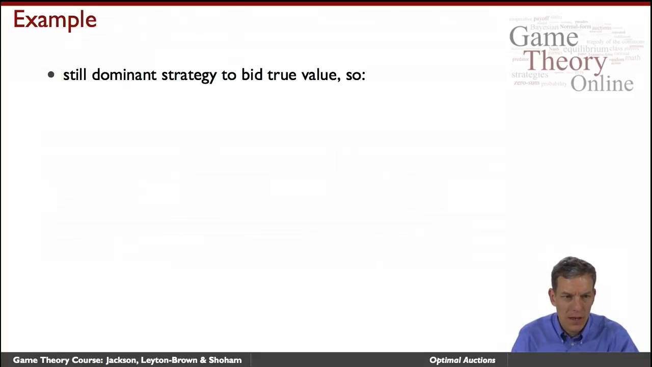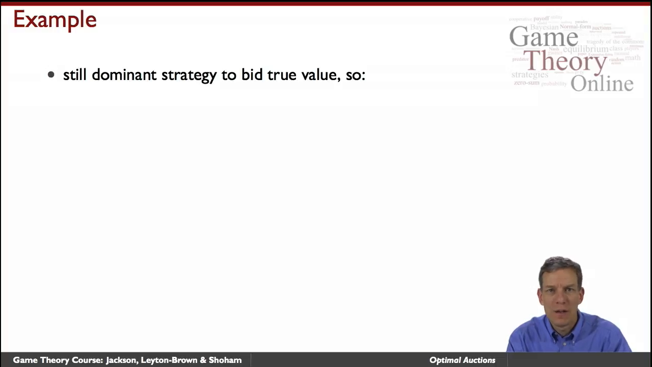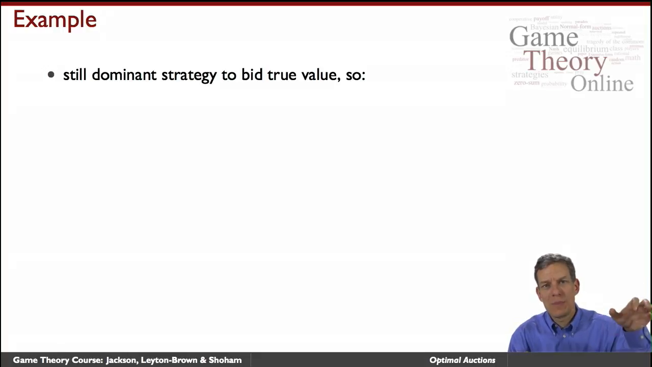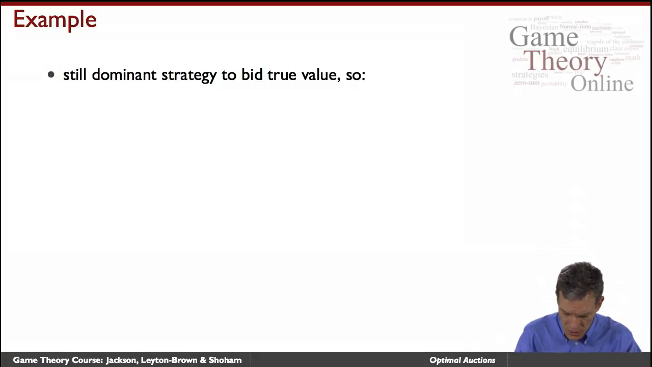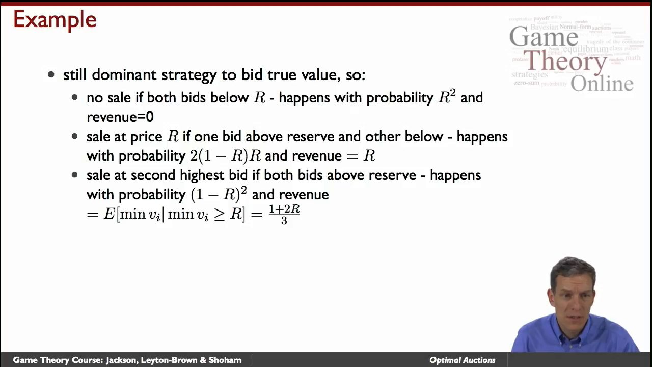So let's take a look at that. First thing to note, it's still a dominant strategy to bid your true value. And in fact, you could think of the reserve price as just like a third bidder in this case. From any bidder's perspective, you still want to be bidding your true value in a second price auction, where you think of this reserve price as if it's just a fixed bid out there. You just happen to know what one of the bids is. It's still a dominant strategy to bid your true value. So that makes our life easy in terms of the analysis.